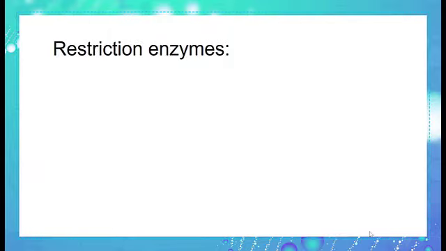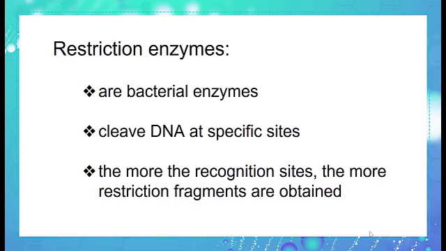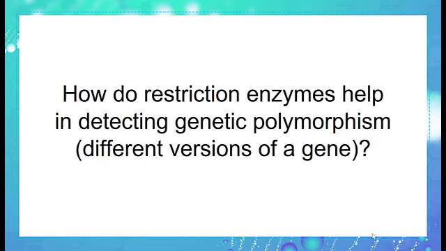So, up to now, we said that restriction enzymes originate from bacteria and they cleave the DNA at specific recognition sites. When an enzyme has more recognition sites within a DNA molecule, then the more it will cut through this DNA molecule. But you still don't get how these restriction enzymes help us detect the presence of a certain allele. Let's say a mutated one, for example.